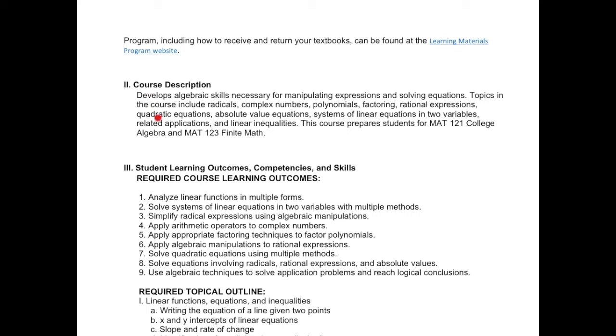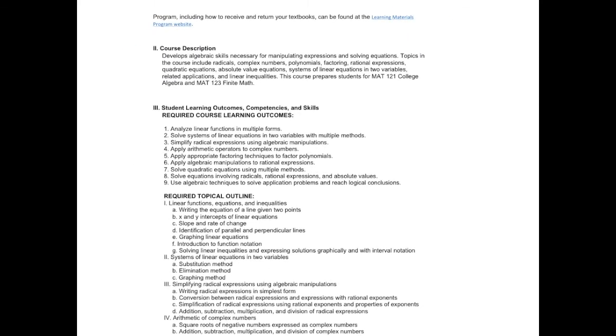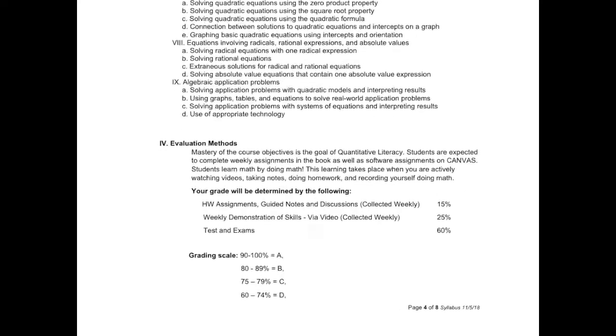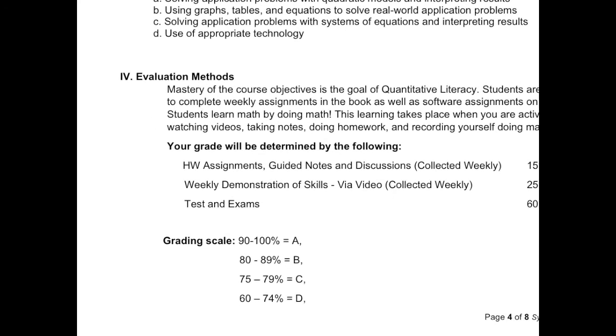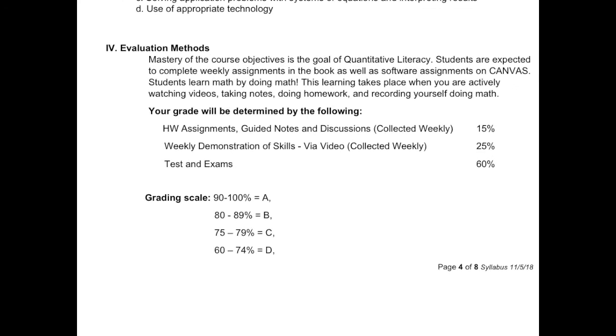I'll let you guys read through the course description and the learning outcomes, and the topical outline should take us to the next page. Okay, and that takes us down to evaluation methods, all right? So evaluation methods, mastery of this course is the goal, okay? And this should say algebraic literacy, but it does not. You can change that if you want, so algebraic, okay?